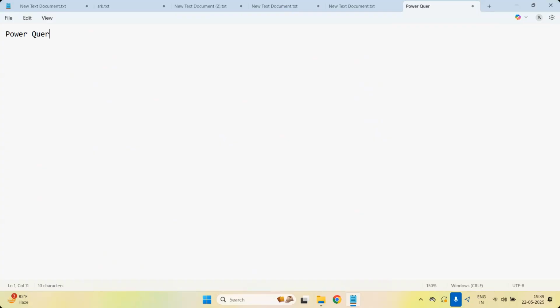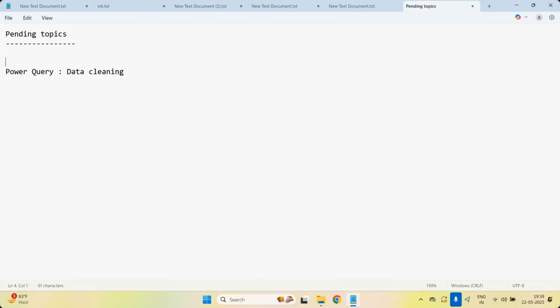In the Power Query, what we are going to do is the data cleaning. This we have to do. Pending topics, I'm writing just pending topics. Already you know what is data cleaning, right? So this is the pending topics heading. What are the pending topics?